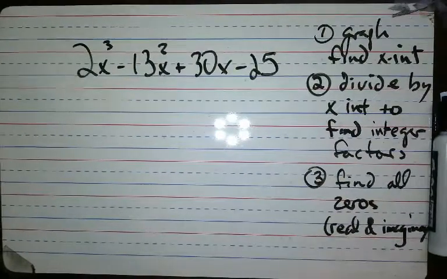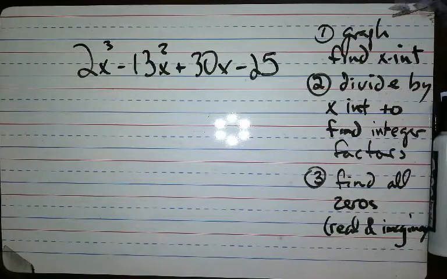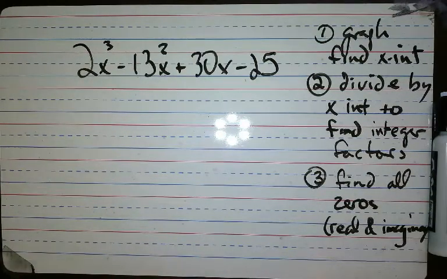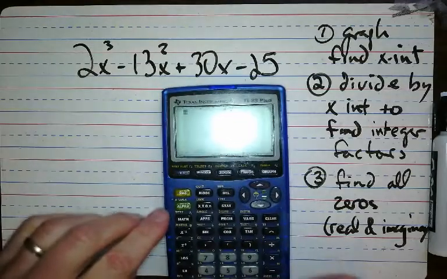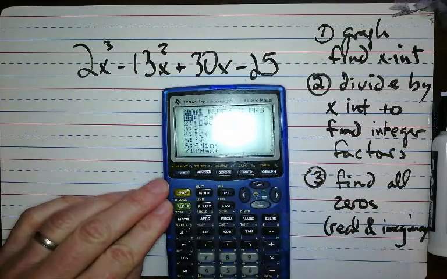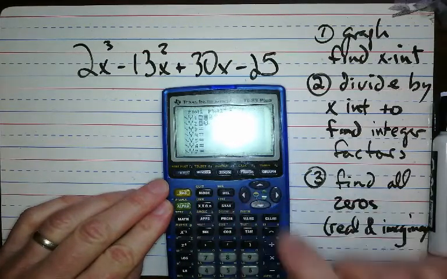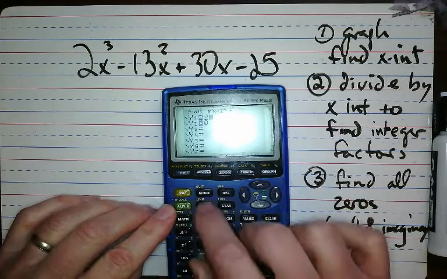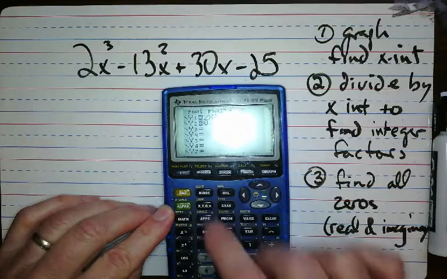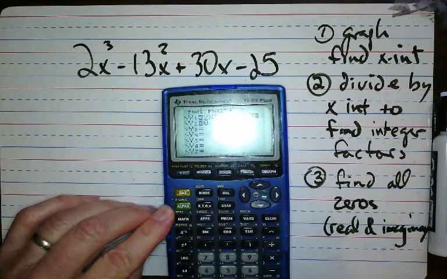We are solving for x-intercepts, finding factors, just like we've been doing. The deal is you need to graph it, so you can find if there's any x-intercepts to use. So let's graph it. I've got 2x to the third minus 13x squared plus 30x minus 25.